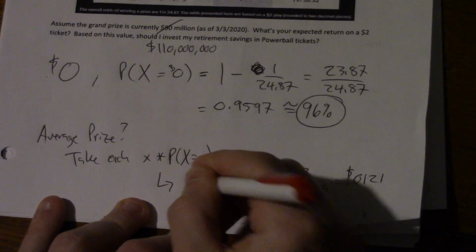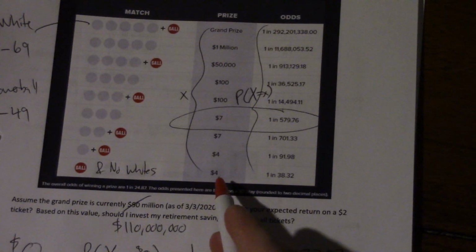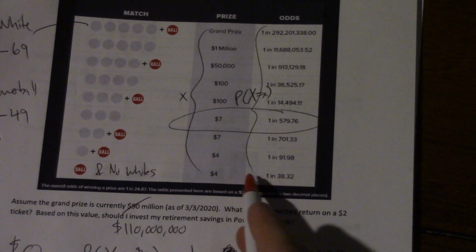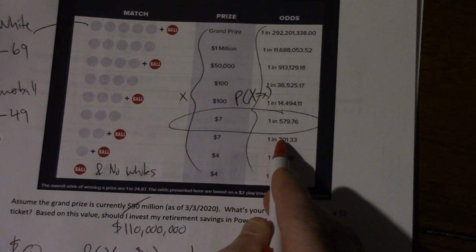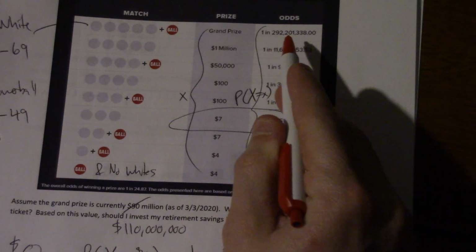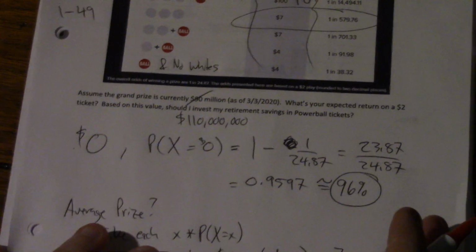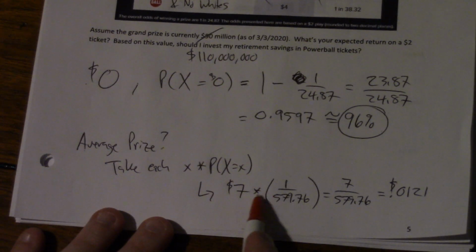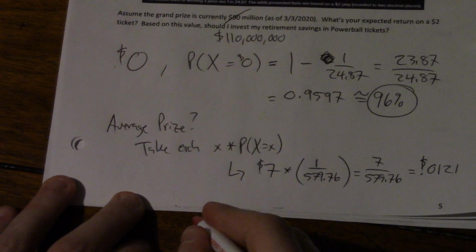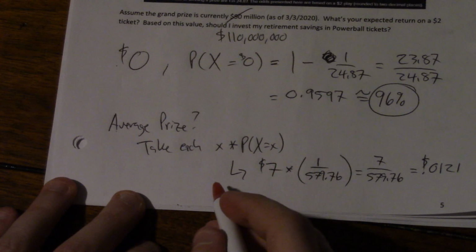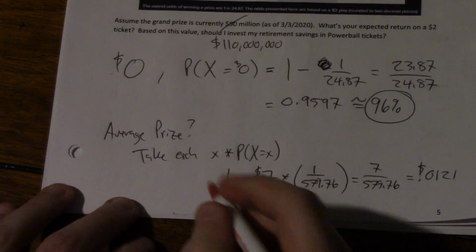And these are all in dollars. We would repeat this process: take 4 times this probability, plus 4 times this probability, plus 7 times this probability, all the way up. Some of these are really, really small probabilities. We do all of those products, add them all up, and that gives us the average prize. I've done this. I'm not going to do it here by hand. It's on the Google shared drive.